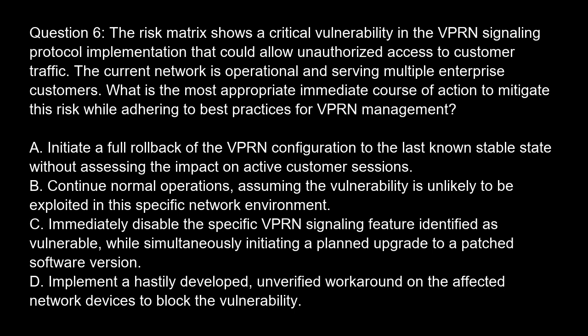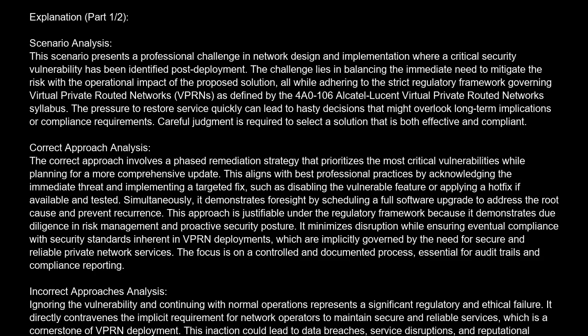Option B. Continue normal operations, assuming the vulnerability is unlikely to be exploited in this specific network environment. Option C. Immediately disable the specific VPRN signaling feature identified as vulnerable, while simultaneously initiating a planned upgrade to a patched software version. Option D. Implement a hastily developed, unverified workaround on the affected network devices to block the vulnerability. The correct answer is C.